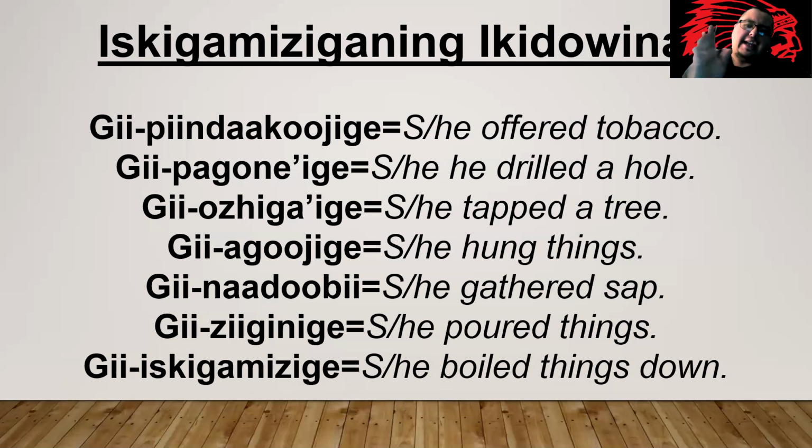Okay, so past tense. It already happened. She offered tobacco. Sure, he drilled the hole. Sure, he tapped the tree. Sure, he hung the bags or the bucket. Sure, he gathered the sap. Sure, he poured things, which is the sap. And then sure, he boiled the sap down into either syrup, candy, or sugar.